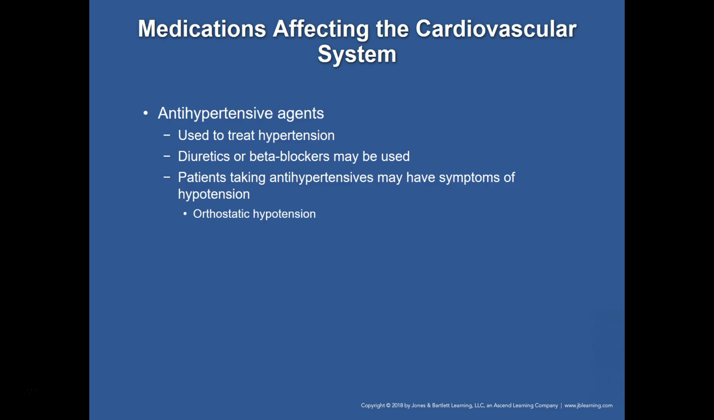And then there are some other antihypertensive agents to treat high blood pressure, either diuretics or beta blockers or a combination of those. Patients who are taking some of these may have some symptoms of hypotension, such as orthostatic vital signs.